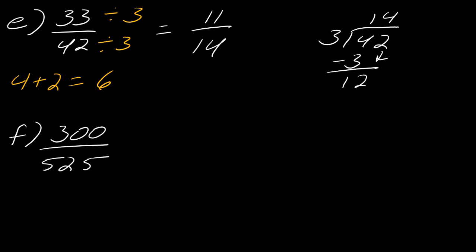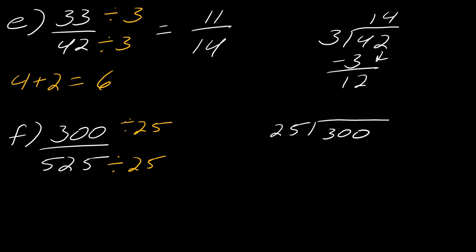And for this last one, now I've got a big number: 300 over 525. The first number that really jumps out at me is that both of these are divisible by 25. So I'm going to start out by dividing the top and bottom by 25. If you can't do that in your head, of course you can set up the division. I'll do the division one more time, just in case you find that helpful. 25 goes into 30 once, so I can subtract off the 25. 30 minus 25 is 5, and now I'm left with 50. I bring that 0 down. 25 goes into 50 twice, so 300 divided by 25 is going to equal 12.